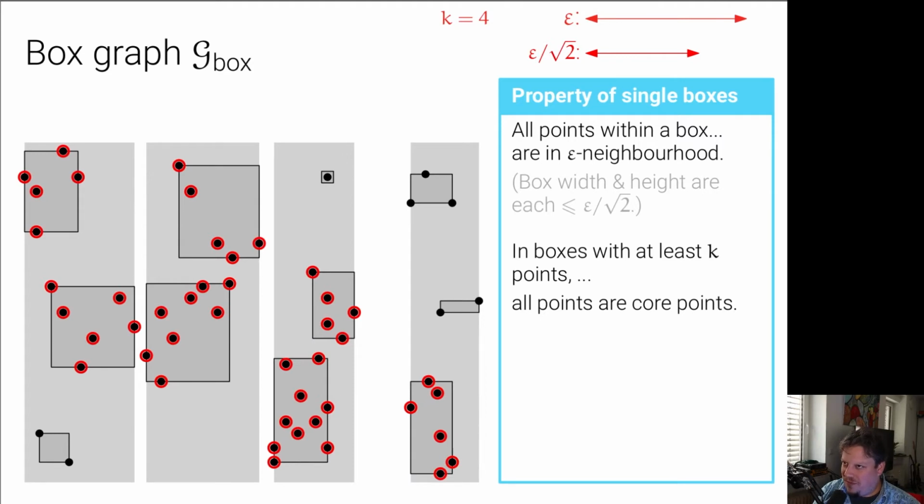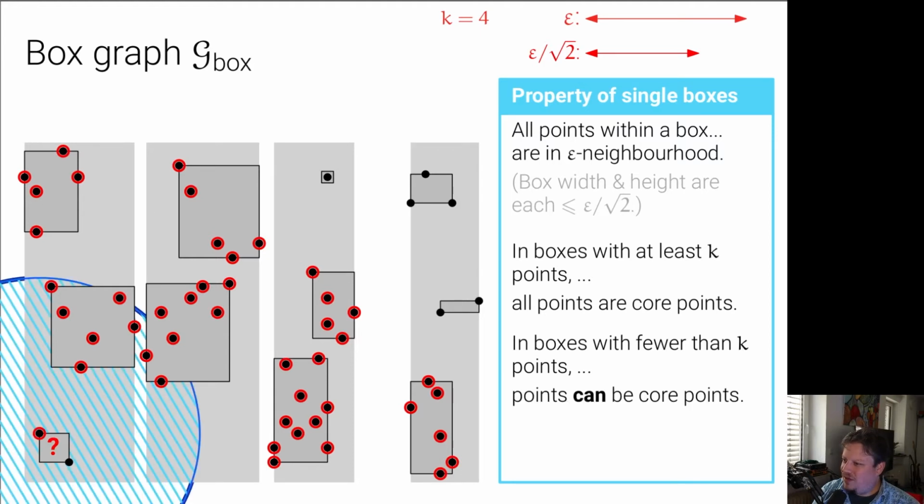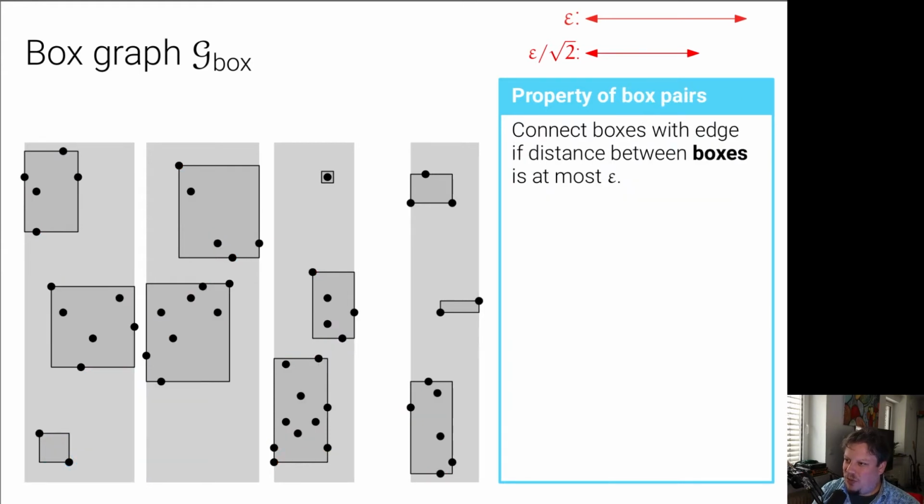So for the rest of the example, I hadn't fixed k yet. From now on, let's say k equals 4. So just by looking at the number of points in each box, I already know that all of these points must be core points. These points over here, maybe they're core points. We don't know yet, but we can't say yet based on this argument. In the boxes with fewer than k points, like I said, the points can be core points. If I look at this guy, he has lots of directly density reachable points indeed. So this is actually a core point, but we don't know based on just the assignment of boxes.